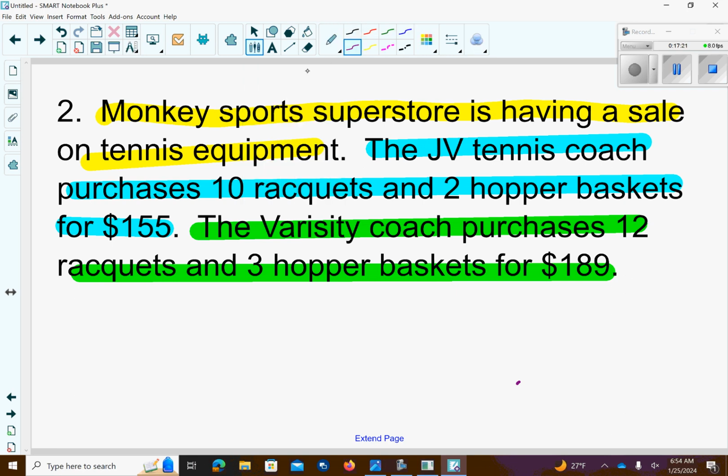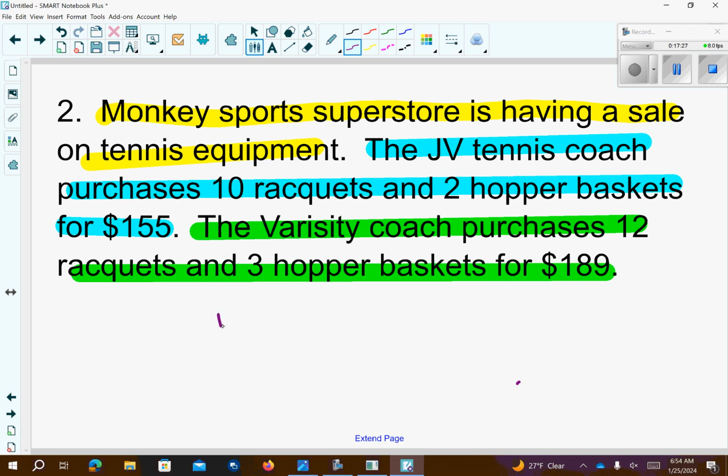So as we start progressing through this, define the 2 variables. Well, we have rackets and we have hoppers. Okay, so the rackets and the hoppers, what holds the balls. So let's write a system of equations. So it says the JV coach bought 10 rackets and 2 hopper baskets for $155. And then it says the varsity coach got 12 rackets and 3 hopper baskets for $189.